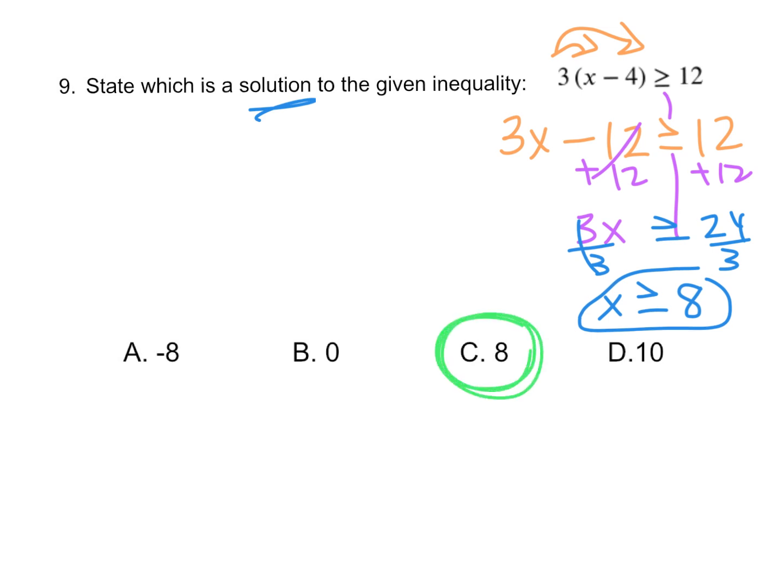Well, we have 8. And we could also say 10 would be a solution because 10 is greater than 8. So both of those would work. We could not have A and we could not have B because our answer is all numbers that are equal to 8 or greater than 8.